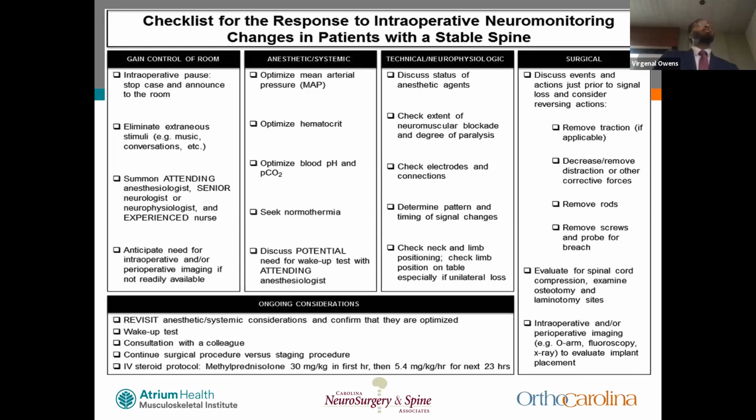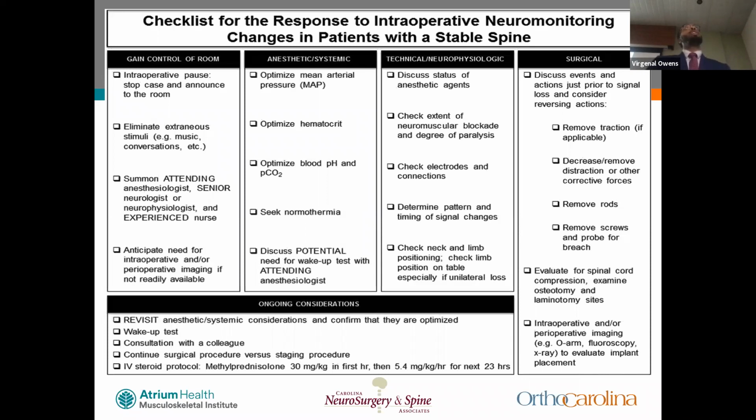In terms of anesthetics, you want to optimize the mean arterial pressure. This depends on who you ask, but generally it's considered you want to have a MAP greater than 80. You want to optimize their hematocrit, give them blood, use cell saver, whatever you need to do. Make sure that anesthesia is optimizing their blood pH and CO2 and making sure they're good from a metabolic and respiratory standpoint. Make sure that they're normothermic. And then you also want to think about a potential wake-up test if the patient's neurologic compromise does not resolve.